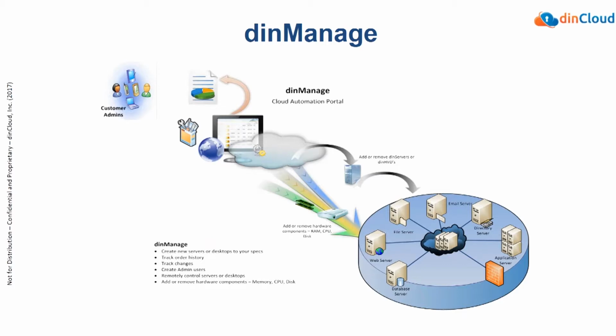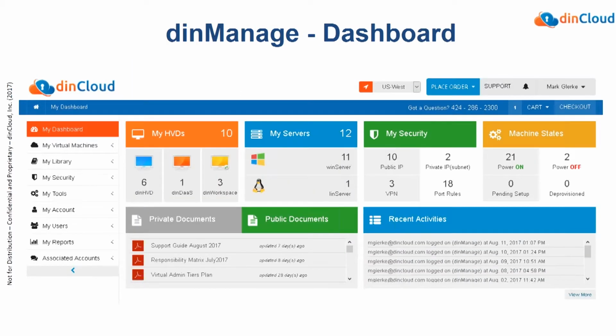What I thought I'd do now is just jump into our dinmanage portal. This is our cloud orchestration and management portal. Basically it allows you to auto provision desktops and servers and storage, and manage your images. So when you spin up new users or new servers, you're using your images. It provides remote management so you can remote console to any desktop or server with an internet connection or browser, securely. Get all your reporting and analytics in one place. And this can be co-branded for our partners.